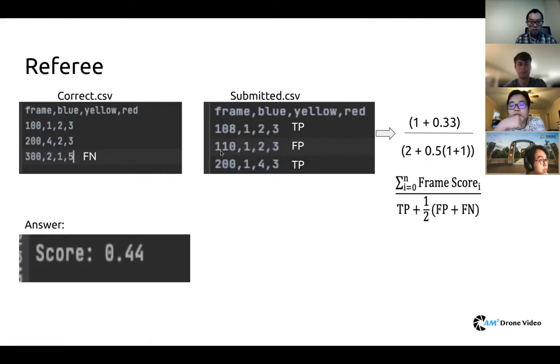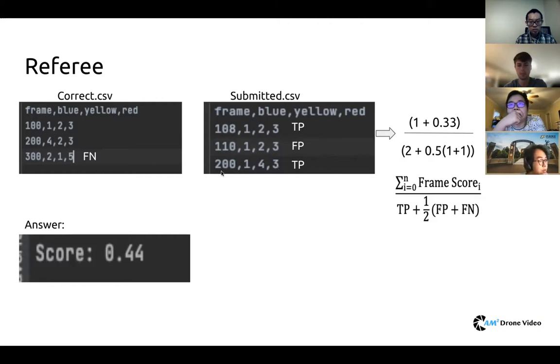The second frame submitted is frame 110, but frame 100 is already solved, and this frame doesn't match any correct frames, so it is marked as a false positive. The ball doesn't change hands and you submitted it, so you won't get points for this, and there will be 1 under here because you have 1 false positive frame.